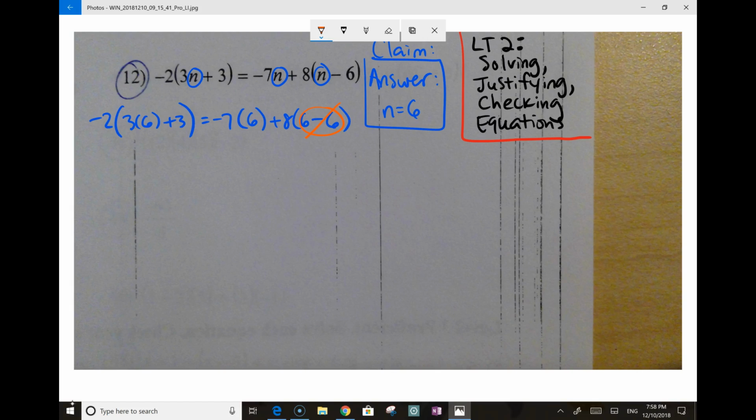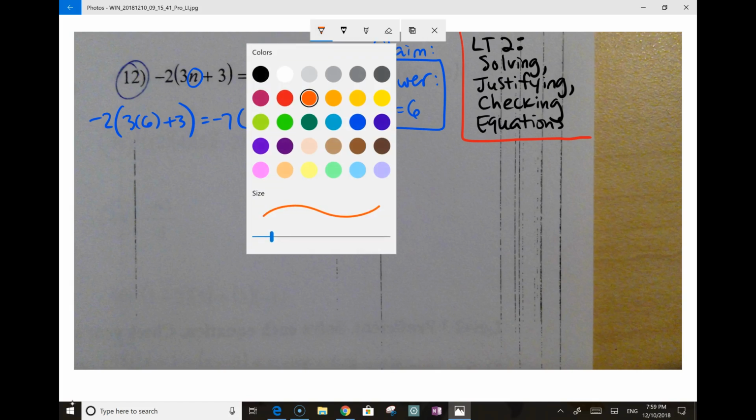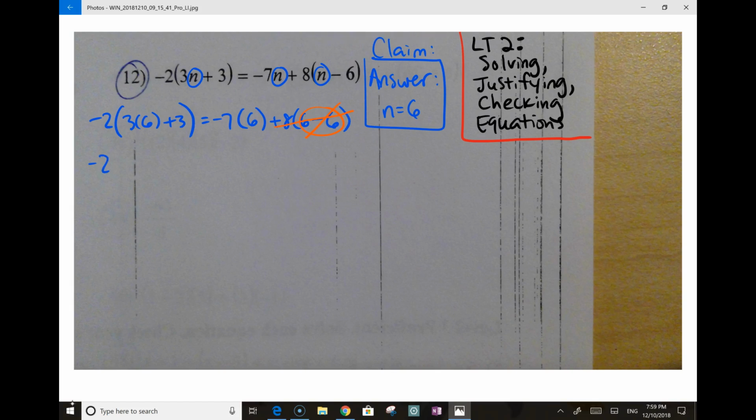So that means that this whole term is also gone, because 8 times 0 would be 0. On the left side, what I get is still negative 2, but this is now 18 plus 3. And on the right side, I get negative 42. Okay, so now the most work I need to do is on the left side, since the right side is just a single number. So I combine what's inside, 18 plus 3, and I get negative 2 times 21. And then I multiply negative 2 times 21, and I get negative 42.